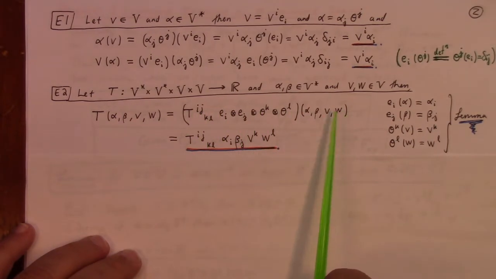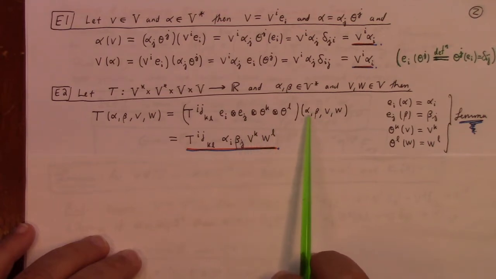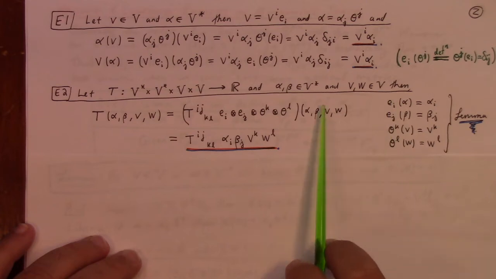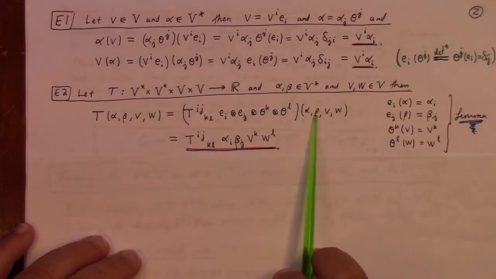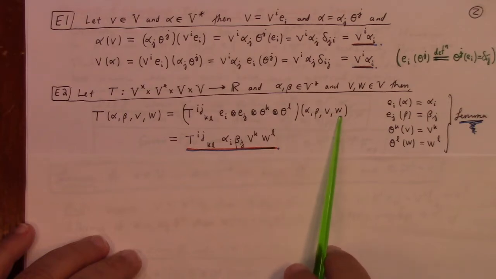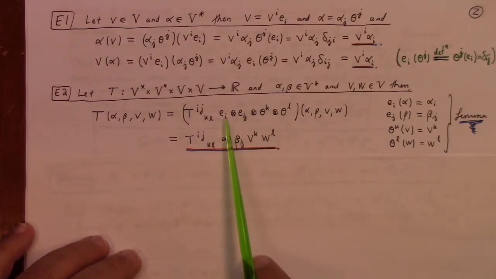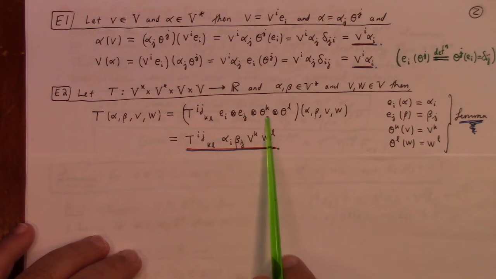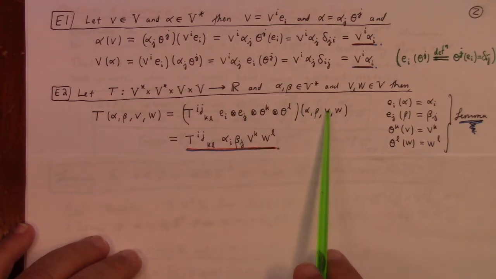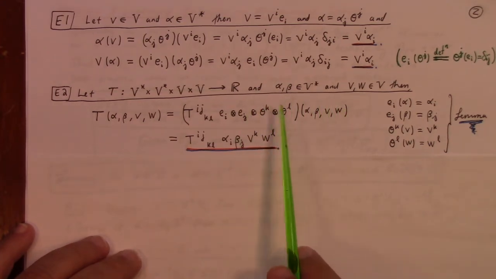It acts on all this, and what happens is you get e_i on alpha, you get e_j on beta, you get theta^k on V, you get theta^l on W. That's the definition of this tensor product of maps. When it acts on something, that's how it acts. It just feeds this to that one, this to that one, the third one to the third one, the fourth one to the fourth one.